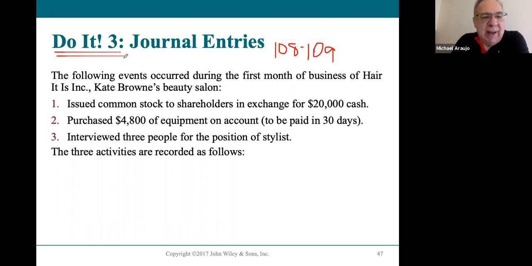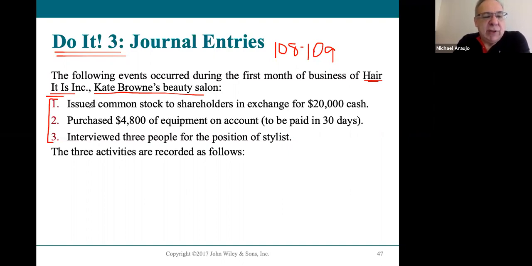So here we have Kate Brown's beauty salon. Here it is. This is the first month of business for Kate Brown, and it looks like 3 things happened that they want us to analyze and do the journal entries for.